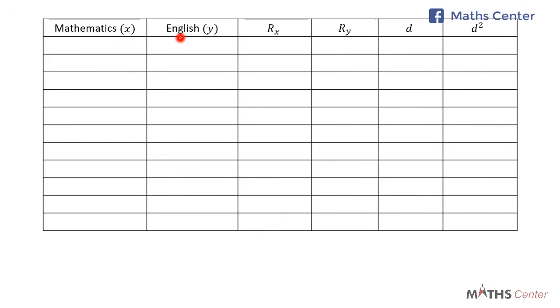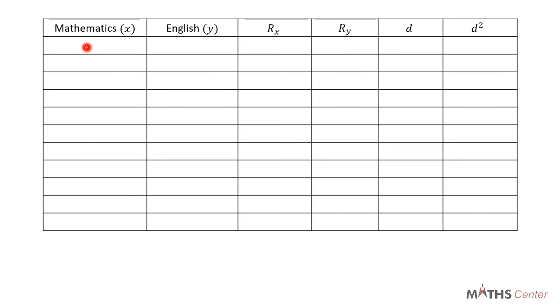To do that, we will draw a table with 6 columns, as you can see here. The first one will be the scores for mathematics. I'll call that X. The second one will be the scores for English. I'll call that Y. The third one will be the ranks for X. That will be Rx. The fourth one will be the ranks for Y. That will be Ry. The fifth one will be D, the difference between Rx and Ry. And the last one will be D squared, the square of the D values.